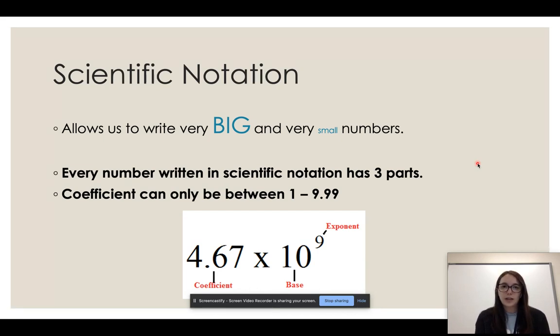When you're writing your scientific notation number, every number has 3 parts. You have a coefficient, which is the number right here, and this can only be expressed between 1 and 9.99. You have your base, which is always a 10, and then you'll have your exponent. Your exponent represents how many decimal places I'm moving over, the values of zeros that I have left behind. In this case, this is 4.67 times 10 to the 9th. So I would move my decimal place 9 places over because the number is getting bigger, because it's a positive exponent.